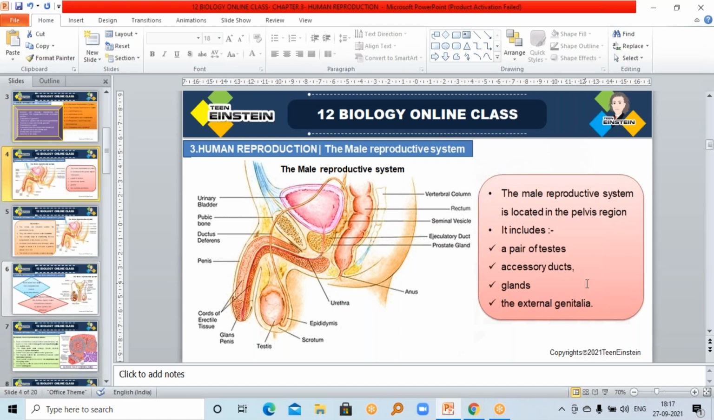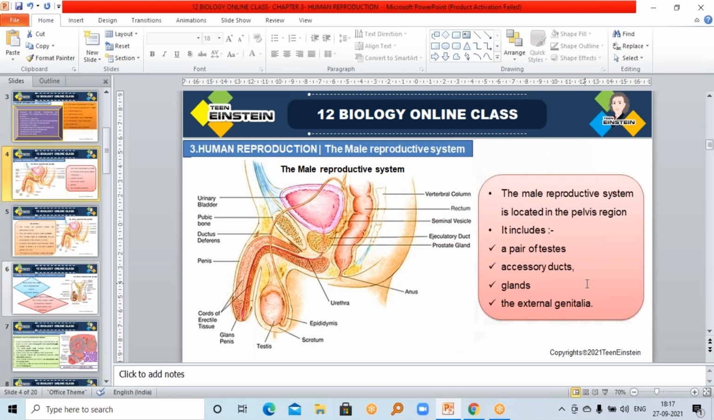So male gonads are called testes, and the system of ducts consists of epididymis, then vasa deferentia, ejaculatory ducts, and urethra. These are coming under the system of ducts.